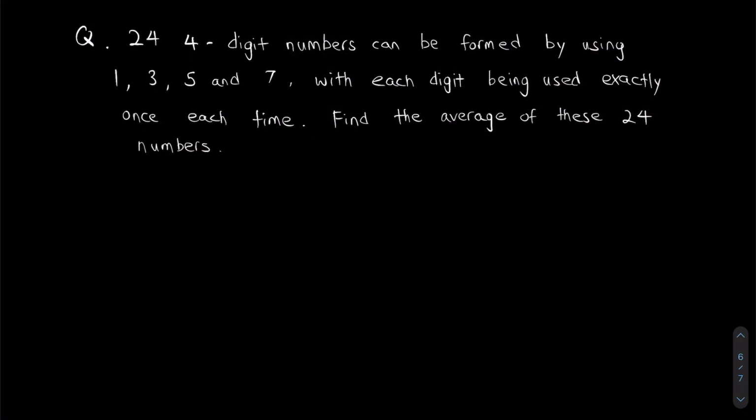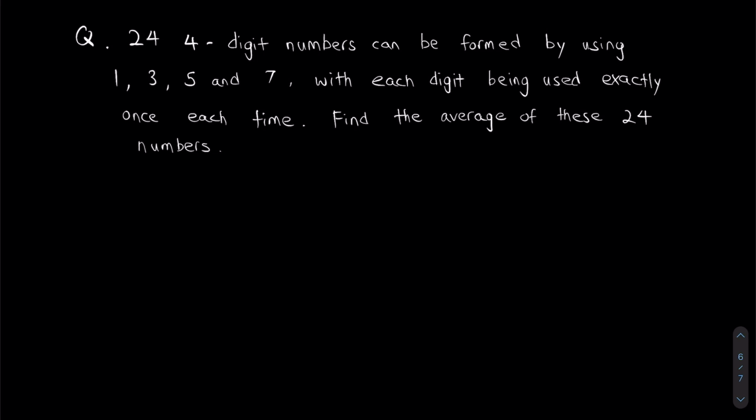Right now, we're going to solve this question together. So let's read the question together first. It says, 24 four-digit numbers can be formed by using 1, 3, 5, and 7, with each digit being used exactly once each time. Find the average of these 24 numbers.